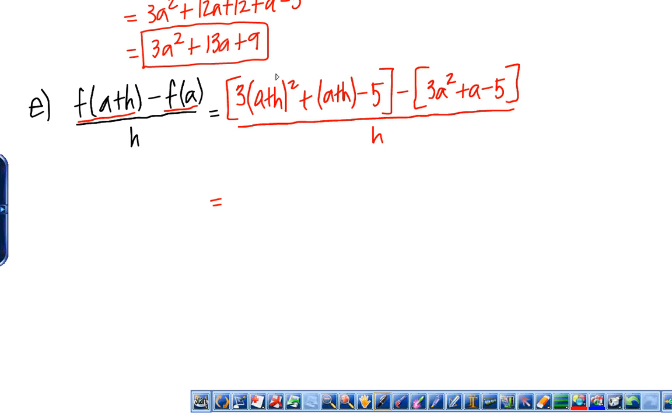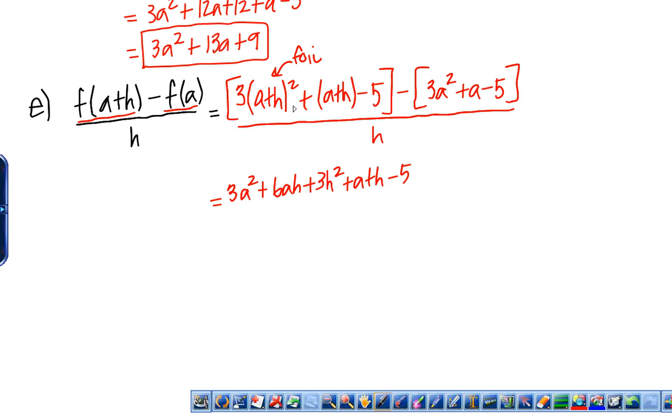Okay, let's start simplifying. Now above we factored or simplified this. Remember, this requires you to FOIL or distribute. So I'm going to distribute and go ahead and factor in the 3 as well. So I'm going to do 2 steps here. Okay, so this is going to be 3a squared plus 6ah. Now remember, I'm FOILing and distributing the 3. This is going to be plus 3h squared. Okay, now I'm to the plus a plus h, and this is minus 5.